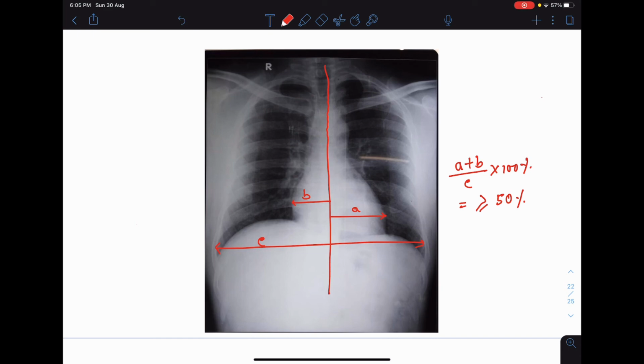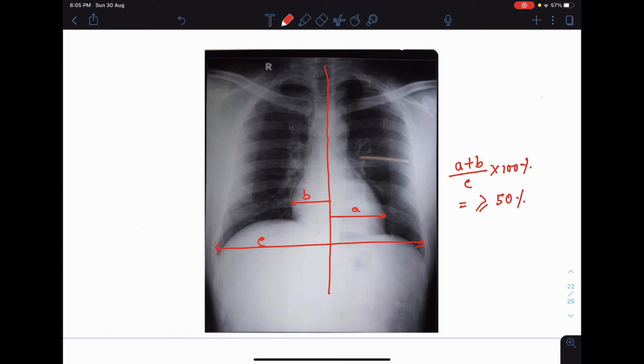If it is a case of pericardial effusion, or if there is dilated cardiomyopathy, or left ventricular enlargement, in all these cases there will be cardiomegaly.